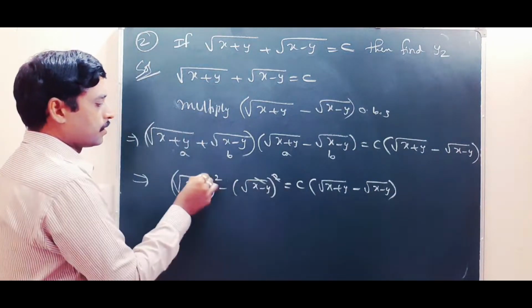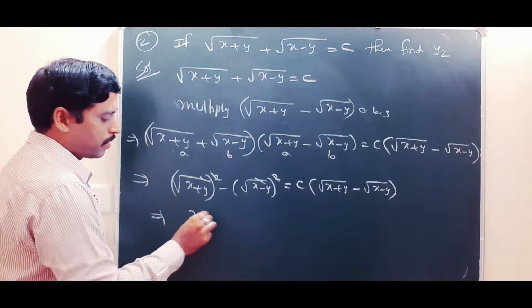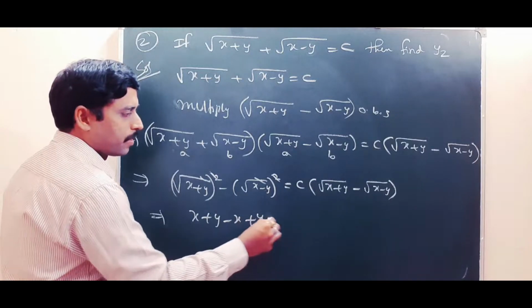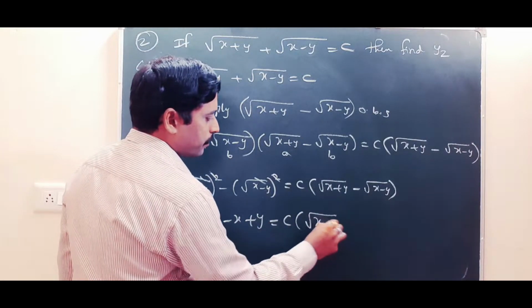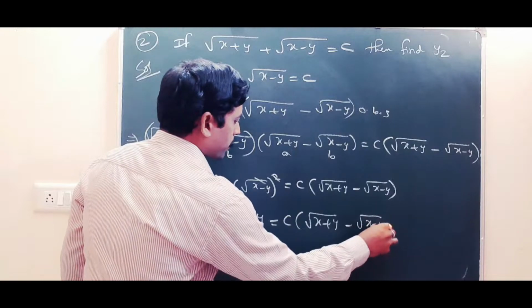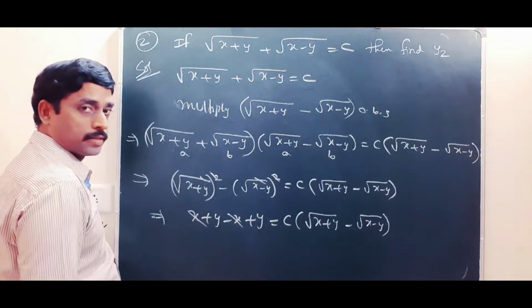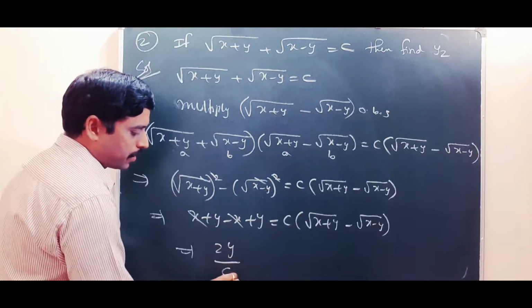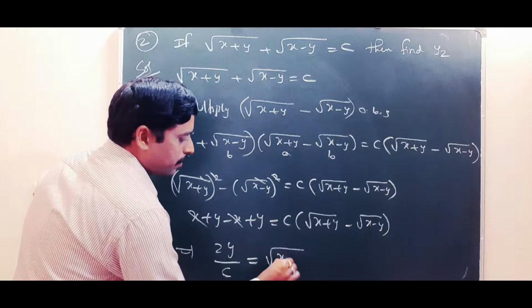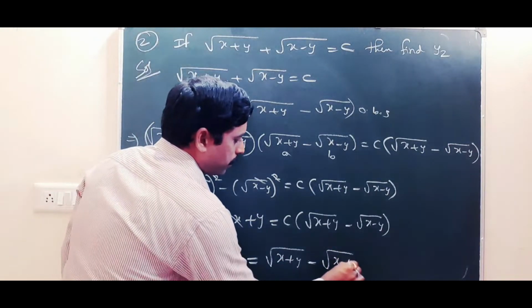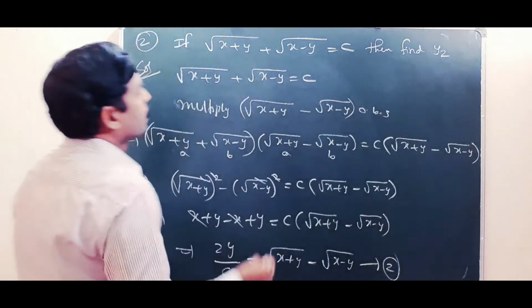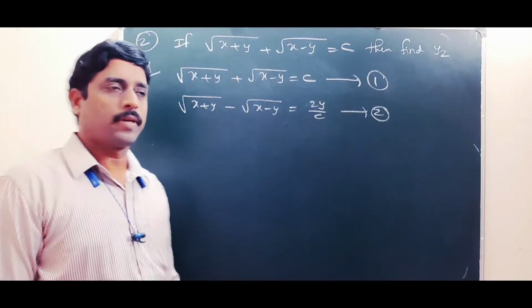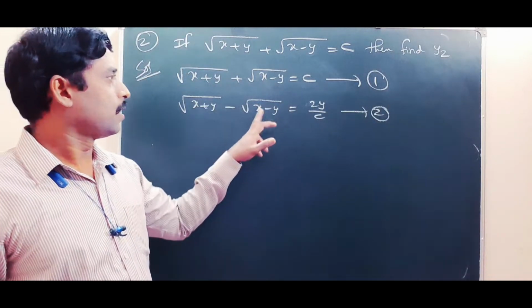The square root and square get cancelled. It will be x plus y minus x plus y, equal to c times root x plus y minus root x minus y. In this, x gets cancelled, y plus y is 2y. So 2y, c divided on the left side, equal to root x plus y minus root x minus y. Let us take this as equation 2, and the statement as equation 1. Okay, we have got equation 2.